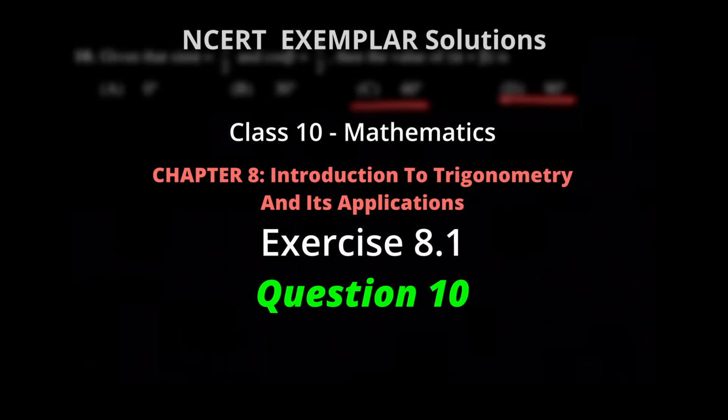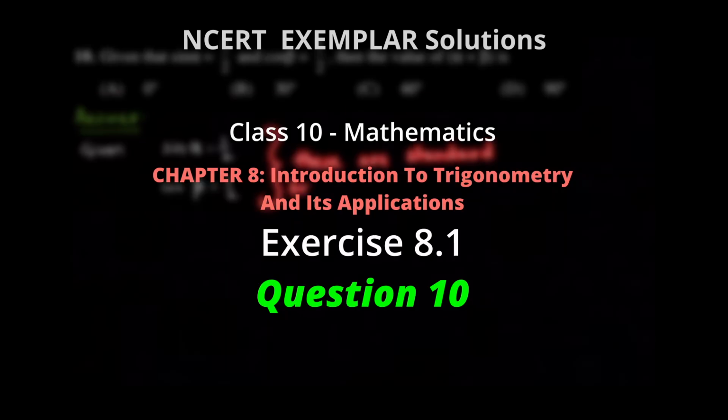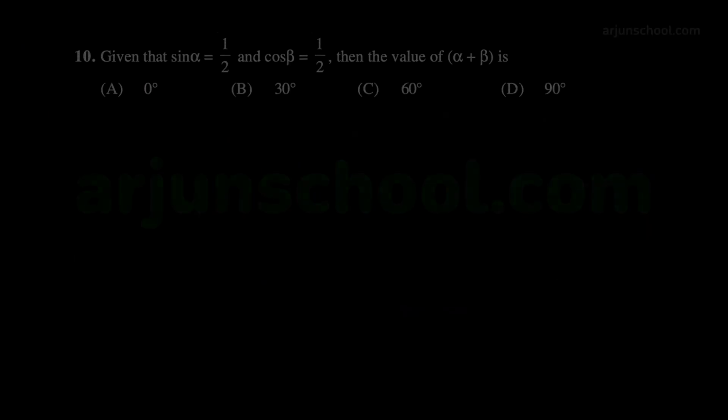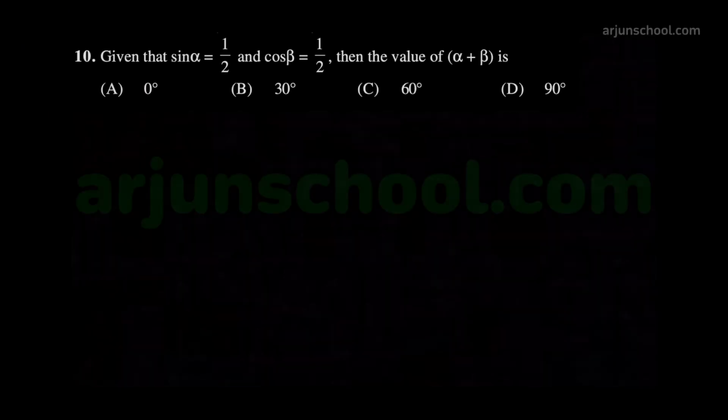NCERT Exemplar Solutions, Class 10, Maths, Chapter 8, Exercise 8.1, Multiple Choice Question 10. Given that sin alpha is equal to 1 by 2 and cos beta is equal to 1 by 2, then the value of alpha plus beta is option A 0 degrees, option B 30 degrees, option C 60 degrees, or option D 90 degrees. Let us find the answer.